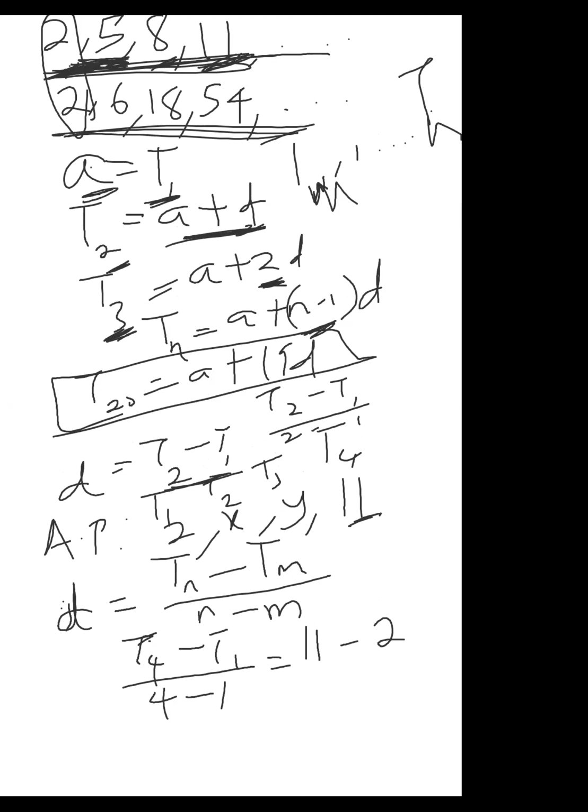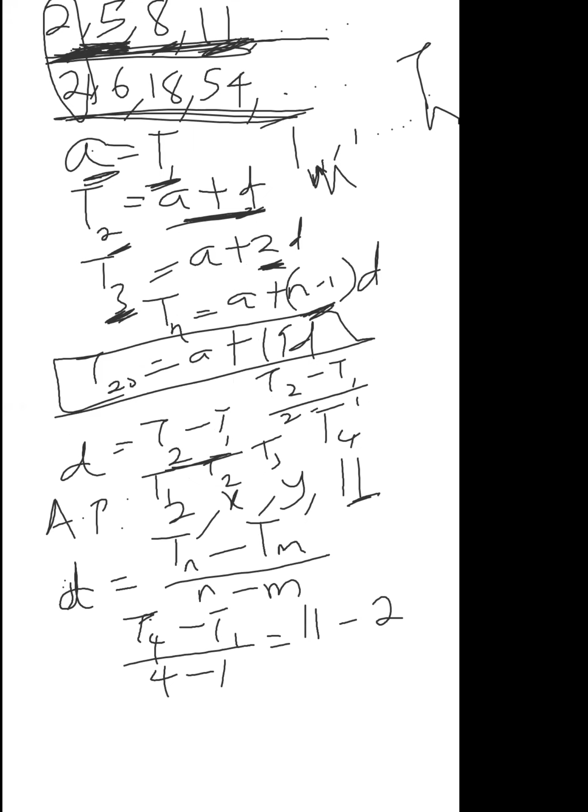Okay. So it will now be T4 minus T1, like we have said here. T4 is 11. T1 is 2. Divided by 4 minus 1, which is 3. So 11 minus 2 is 9. 9 divided by 3 will give us 3. So it means the common difference is 3. So you can see, that's another way of getting your common difference.